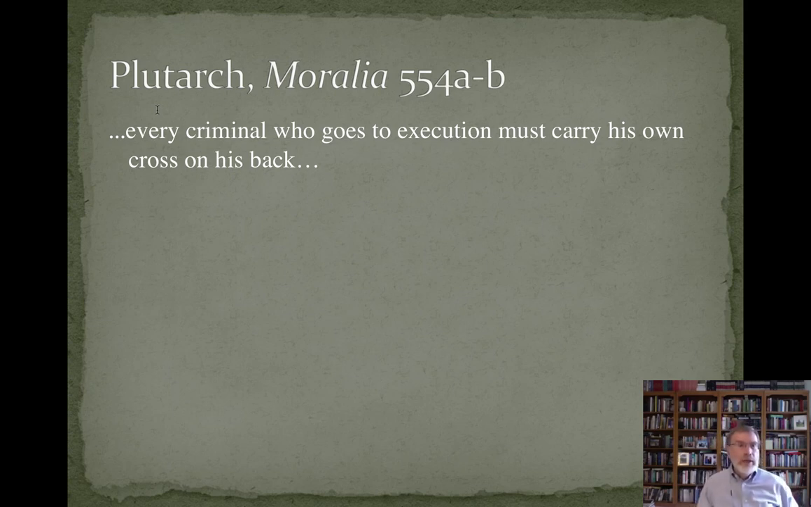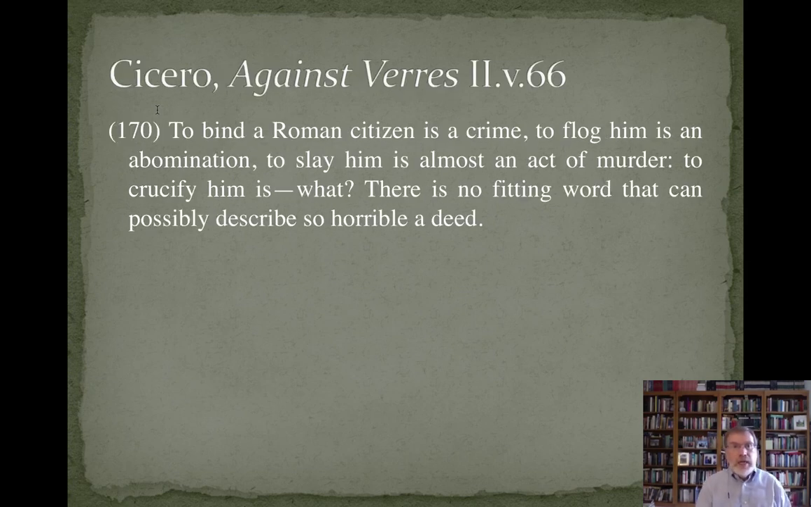in the pagan world. Plutarch tells us that every criminal who goes to execution must carry his own cross on his back. Again, that probably means the crossbar, not the whole of the cross, but the very top portion of it. Regularly done, but not necessarily done in every event, but we do have at least one inscription that testifies to this in a number of ancient texts that mentions this as something that was expected of criminals in at least some of the crucifixions.